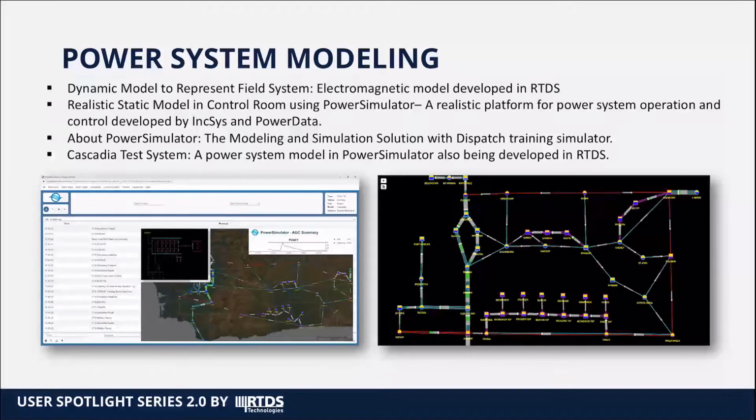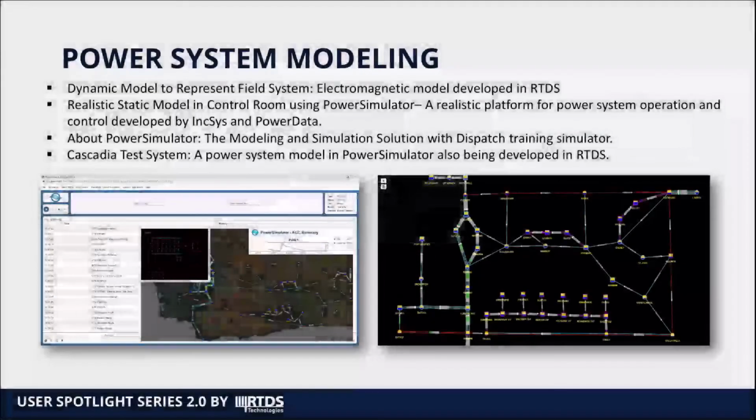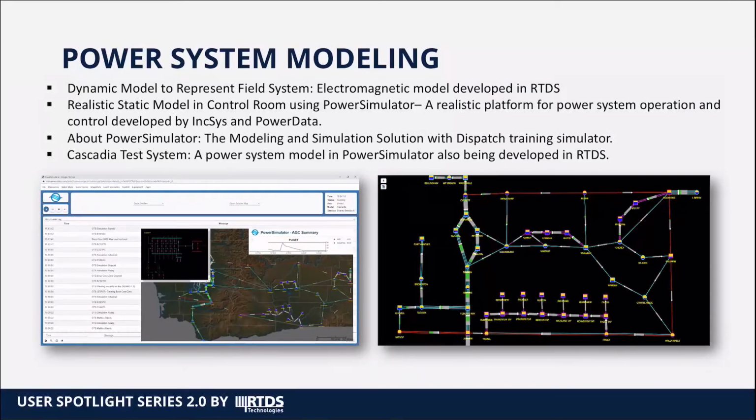And for our power system modeling, we are developing a CASCADIA test system. The CASCADIA test system is a power system model which is modeled in the Power Simulator, where users can create different power system events and train themselves how to react and control those events in real time through the power system model. So this is a Cascadia test model that we are developing in RTDS as a part of our testbed development.